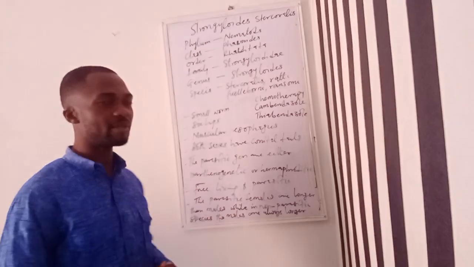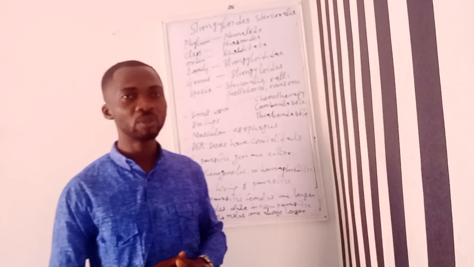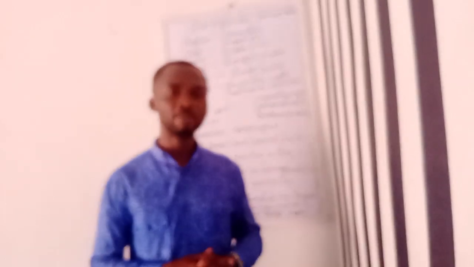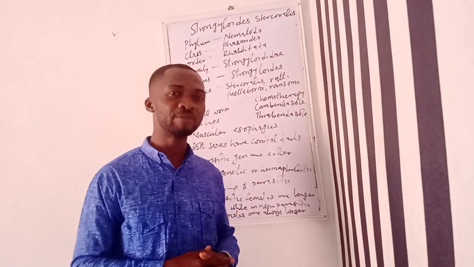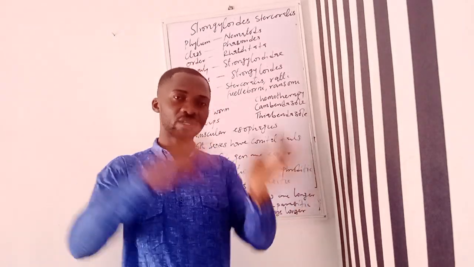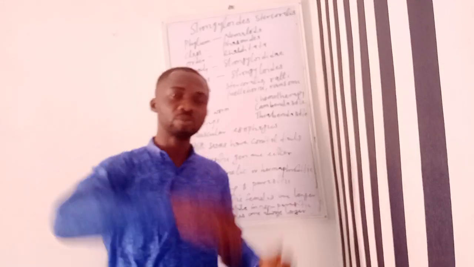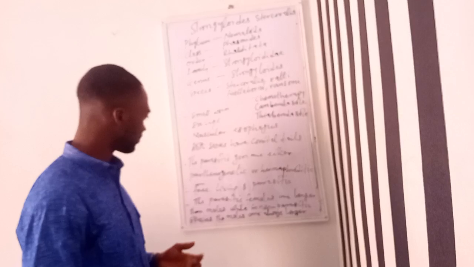Then free living and parasitic is also another feature of these parasites. Some members are parasitic while some are free living. As a matter of fact, some of the parasitic ones transform to become free living, and sometimes some of the free living ones transform to become parasitic. We're going to see this in the course of the life cycle.